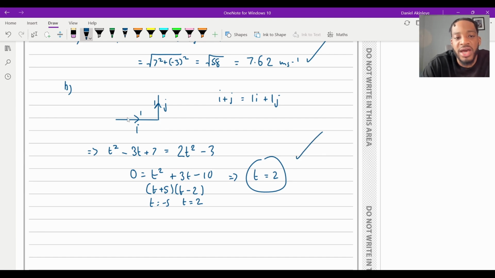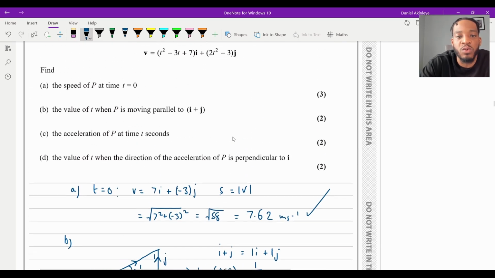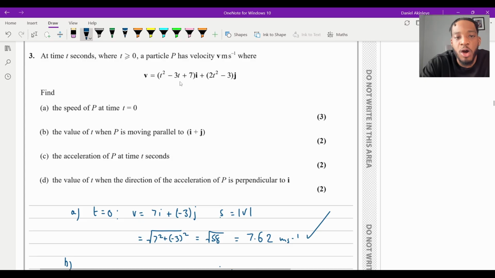Another way of doing part B is to say, well, if we're traveling parallel to i plus j, then as we said, the components are the same, which would mean technically this vector is traveling at a 45-degree angle to the horizontal. So you could find an expression for tan. Using SOHCAHTOA, tan 45 will just be equal to y over x, so the component for j divided by the component for i. So we could just say 1 over 1 here. And in our case, it'd be 2t squared minus 3 over this component.